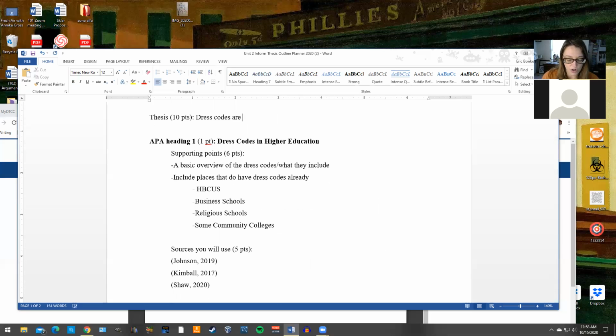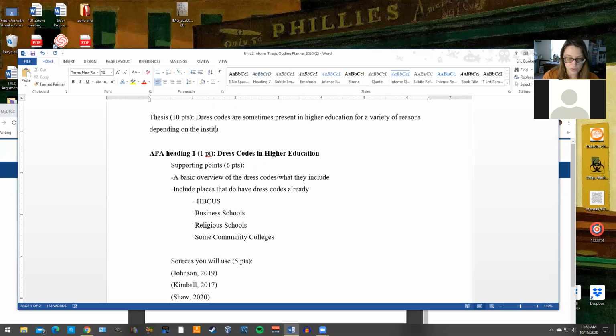Dress codes are sometimes present in higher education for a variety of reasons depending on the institution, though they can cause controversy. Boom. Dress codes in higher education. If I color code it, you can even see.